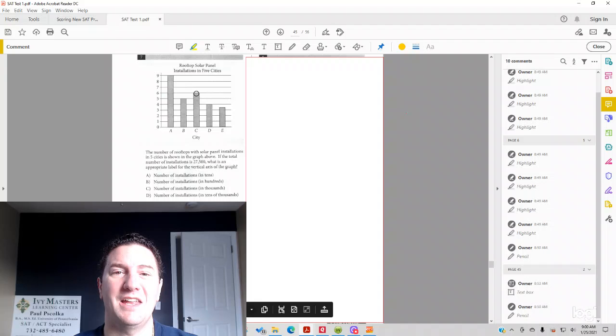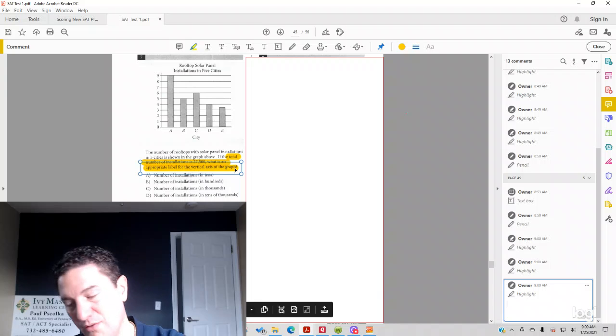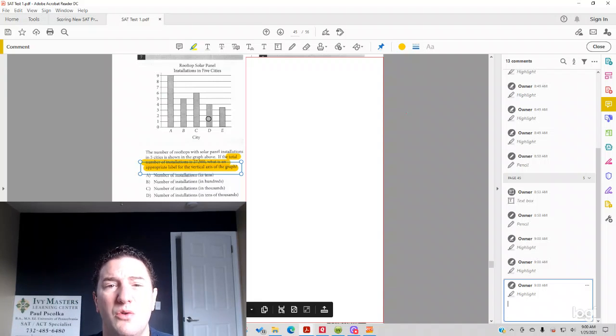And today we're going to look at Test 1, Section 4, Number 7, which reads, the number of rooftops with solar panel installations in 5 cities shown in the graph above. If the total number of installations is 27,500, what is an appropriate label for the vertical axis of the graph? So, always make sure you understand the graph as much as you can before you look at the answers.